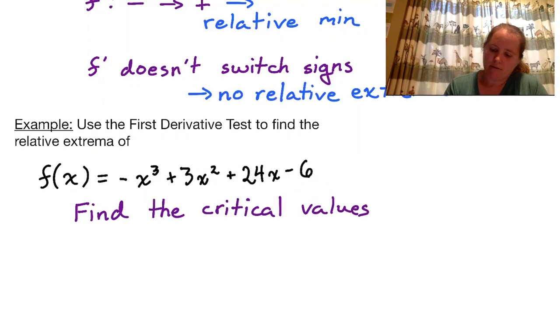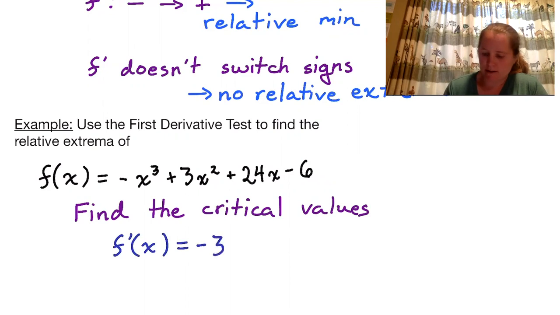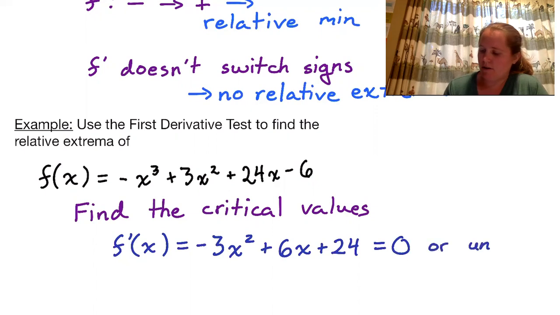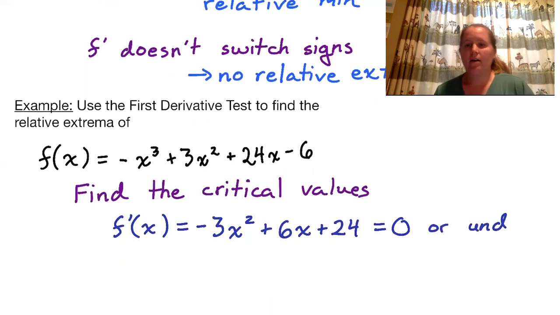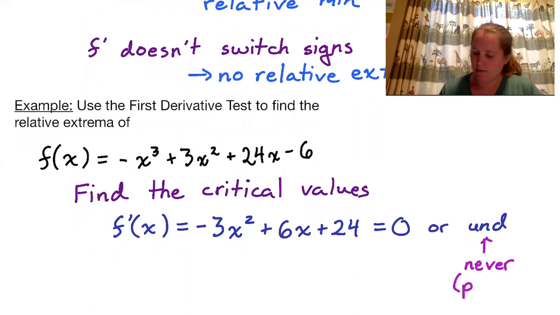So we have f prime of x is equal to, power rule says that would be negative 3x squared plus 6x plus 24. And we are looking for where this is equal to 0 or undefined. Again, we're working with a polynomial. So in this case, this is never undefined, since we are working with a polynomial.